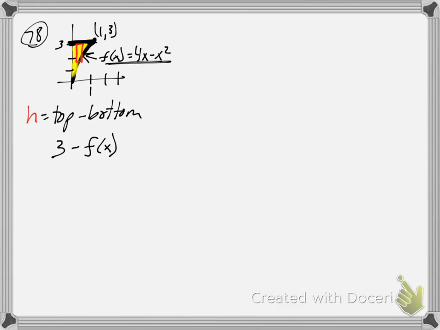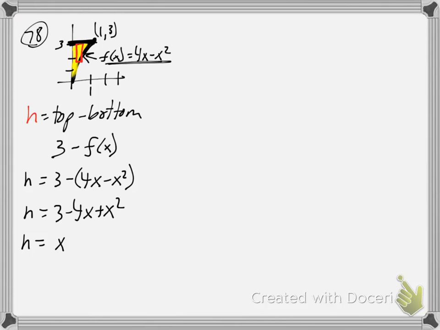And so now, to find the height of this entire thing, I'm going to do 3 minus (4x minus x squared), which would flip some signs and give me h is equal to 3 minus 4x plus x squared. And to rewrite that as we're used to seeing it, that would be x squared minus 4x plus 3. And there is the height of my really interesting function.